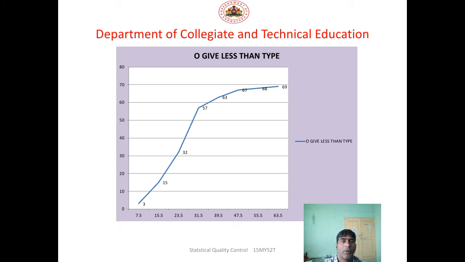Okay, so you mark all the points and you draw a curve. For first class the class frequency is 3, for second it is 15, 32, 57, 63, 67, 68 and 69. For all the points joined with a smooth curve, you will get ogive curve less than type. Okay, so that is one. Next we'll see. Hope all of you have drawn it. Take your time and draw it. Don't be in a hurry. Mark the point and draw the curve.